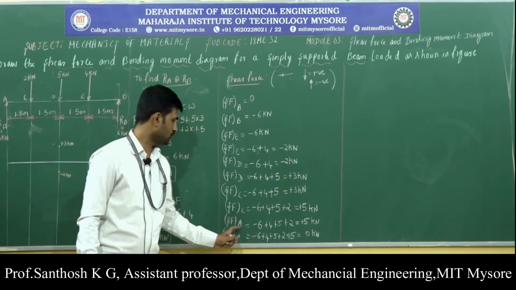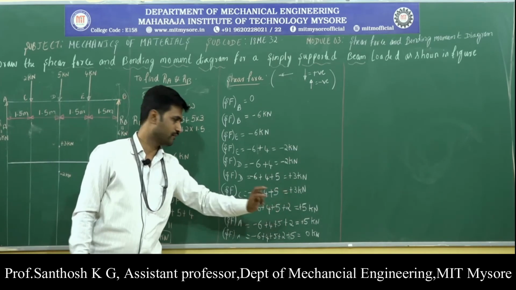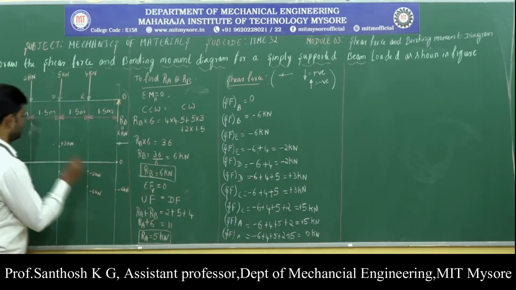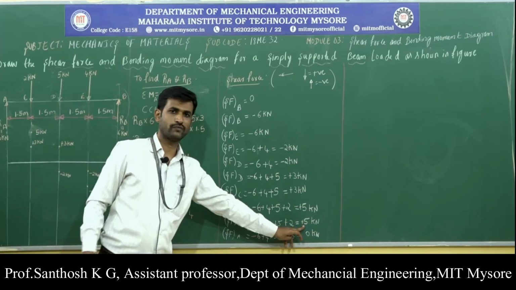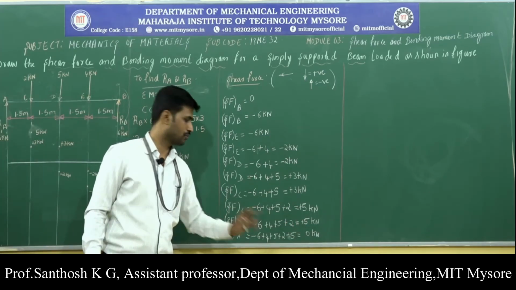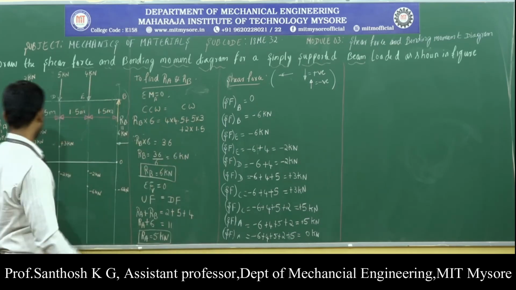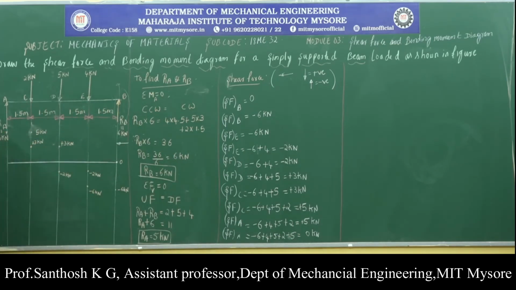Then if you come to the point C, there we are having two forces. One force has a magnitude of plus 3 kilonewton and the second force has a magnitude of 5 kilonewton. Similarly, if we come to point A, there we are having two forces. One force has plus 5 kilonewton magnitude and the second force has 0 kilonewton. So at one point we are having 5 kilonewton force and at another point we are having 0 kilonewton force.